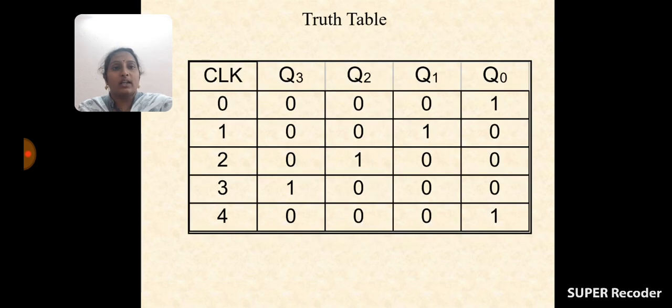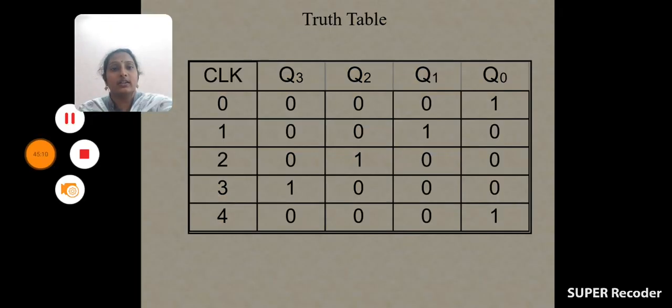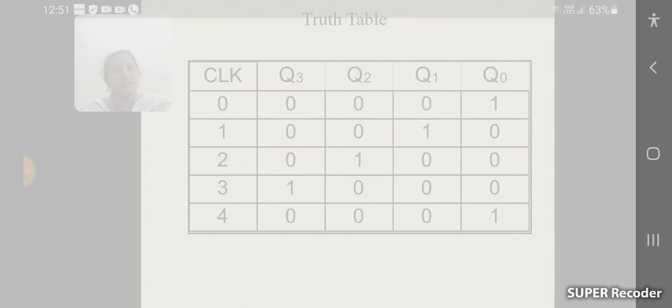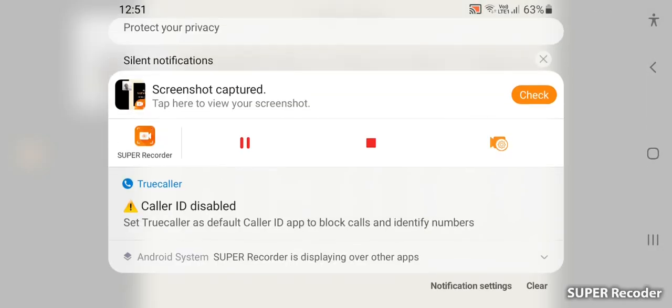The timing diagram and truth table are the same for both ring counters, meaning it may be constructed with JK or with D. The timing diagram and truth table are the same. Okay, now I would like to conclude the class.